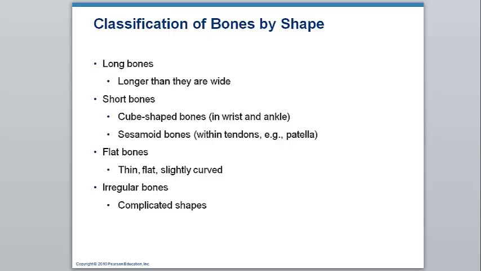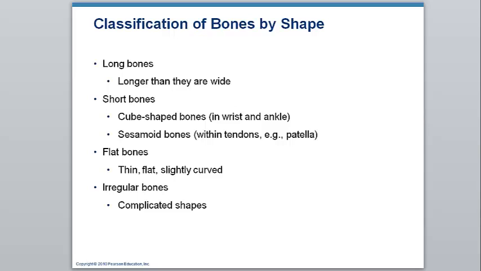It's called long because it is long. Their length is bigger than the width, hence long bones. Short bones are cube-shaped bones found in your ankles and certain areas like your patella, which is called a sesamoid bone. Flat bones like your skull and your sternum are all flat bones.